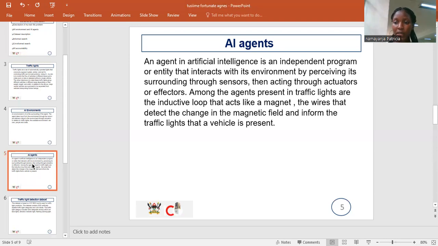And so every time the magnetic field changes, this change is communicated to the traffic lights through wires, and that is the point at which the traffic lights release the vehicles. So I'm bringing all that up just to relate it to AI agents. One of my agents is the inductive loop that acts as a magnet, and the other is the wires that detect the change in the magnetic field and inform the traffic lights. I hope that is very clear.